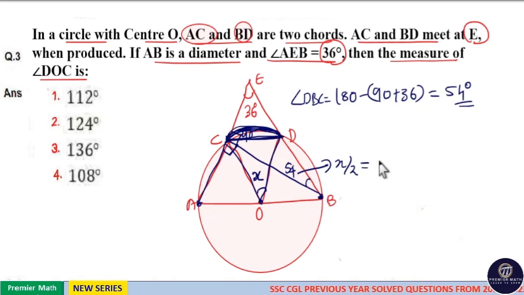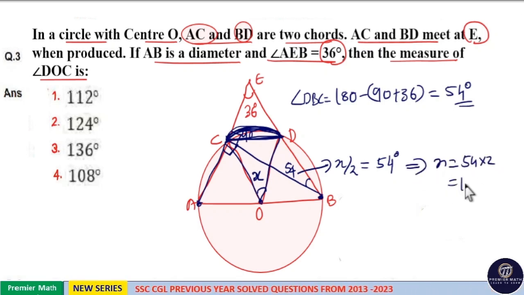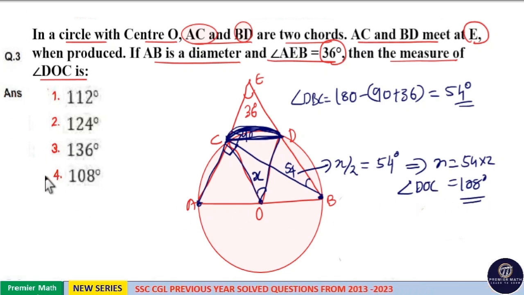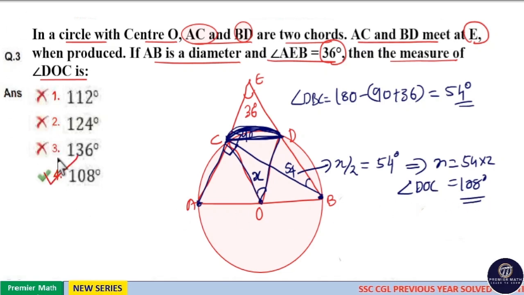Now X by 2 is equal to 54 degree means X is equal to 54 into 2, which is equal to 108 degree, which means angle DOC is equal to 108 degree and option 4 is your answer.